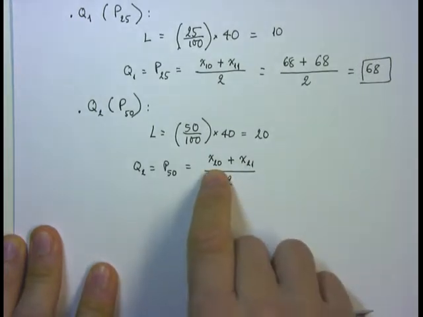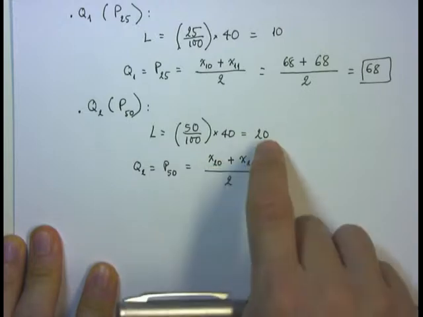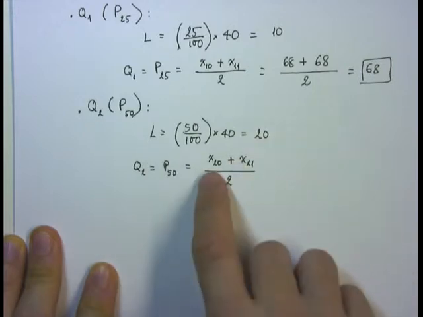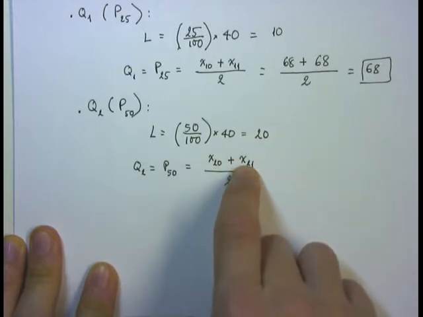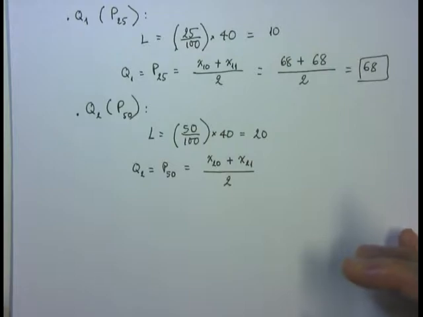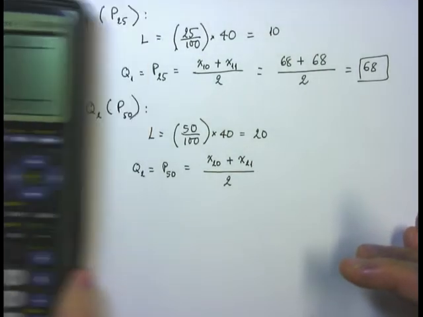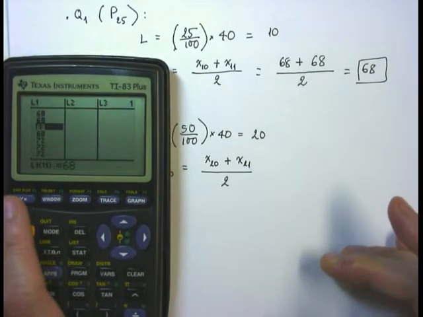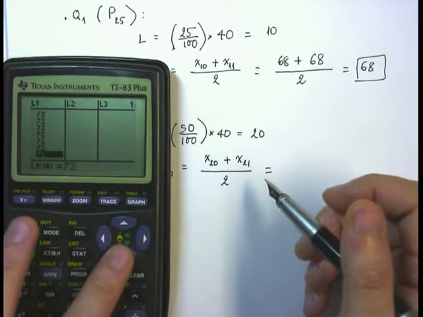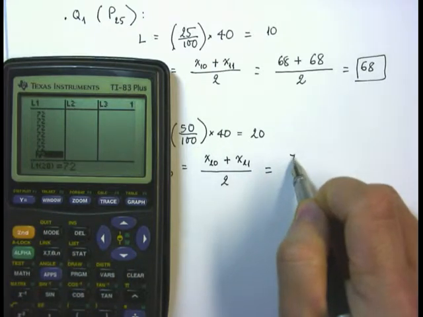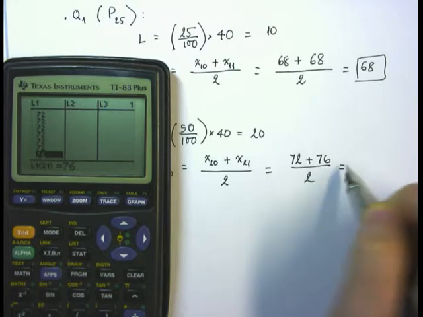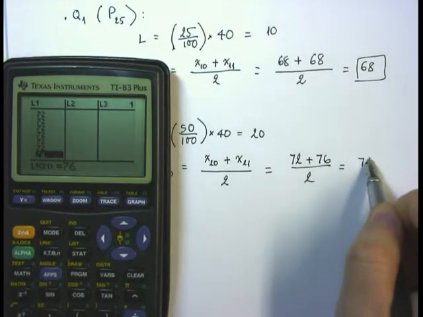Once again, how do I know to look at the 20th data value? Because my locator is 20, which tells me I need to look for the 20th data value, add that to the 21st data value, and divide all that by 2. That's just the rule for finding a percentile when the locator is a whole number. On my list, my 20th value is 72, and my 21st value is 76, and we divide all that by 2. So the answer here is 74.